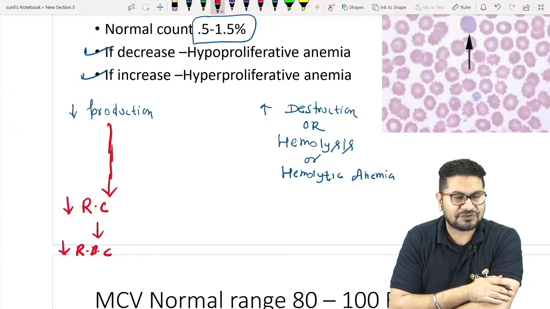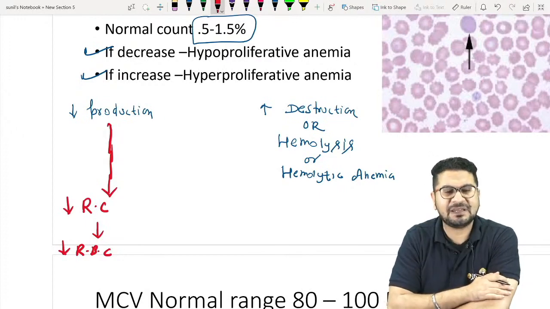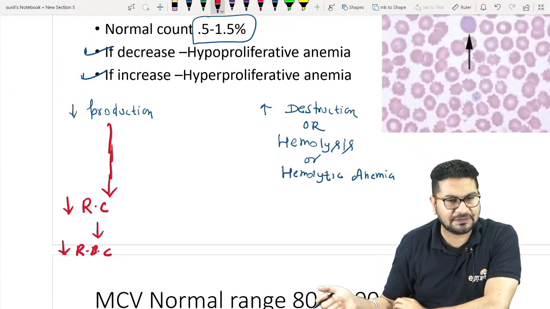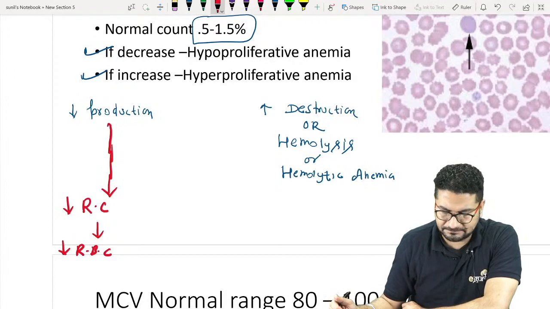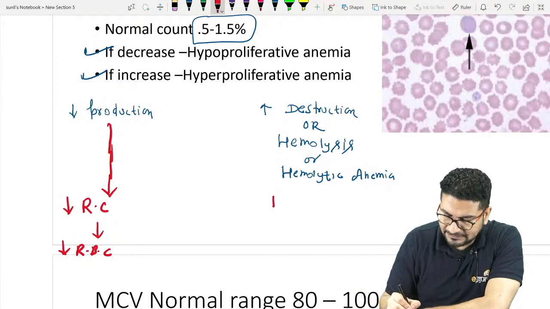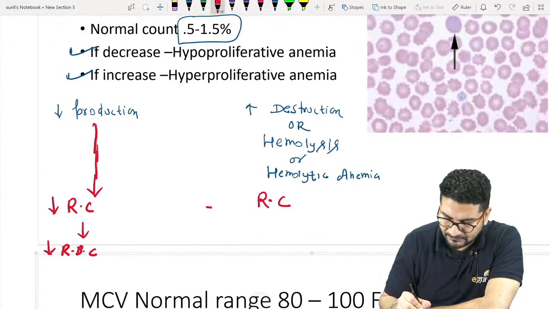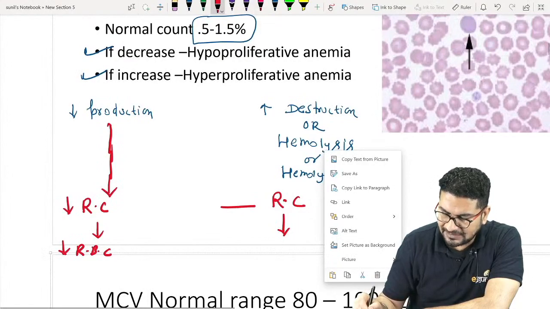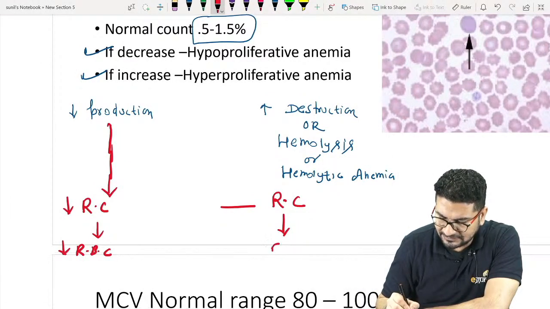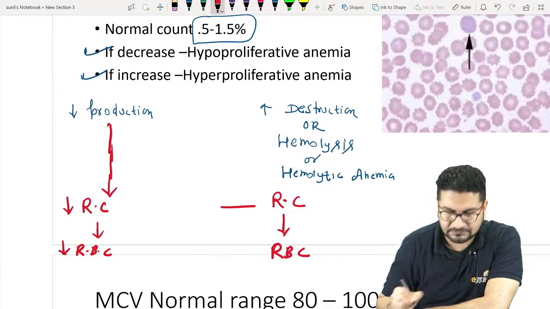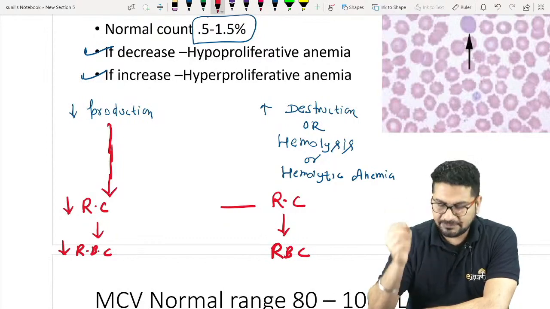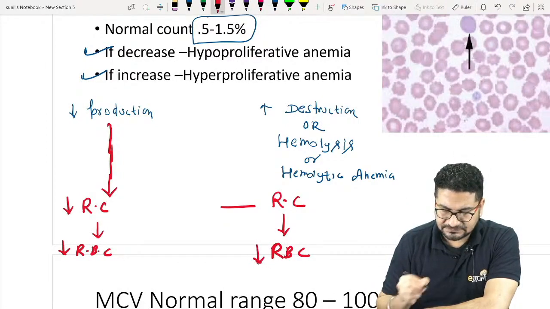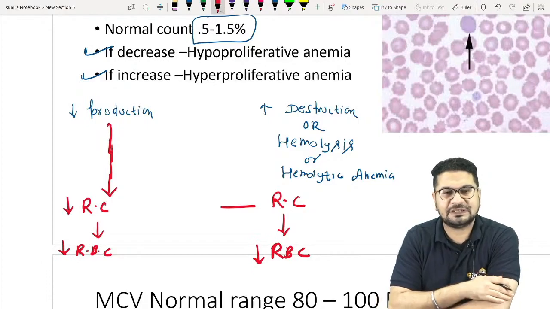Decreased production means production of what has not happened? Of the babies has not happened. Baby RBCs are not formed, so baby RBCs are less, so mature RBCs are also less. But understand this here, reticulocyte count, let me put a blank here. RBCs, as soon as they are maturing, they are dying. RBCs, they are dying means RBC number is less. RBC number is less because they are dying early.